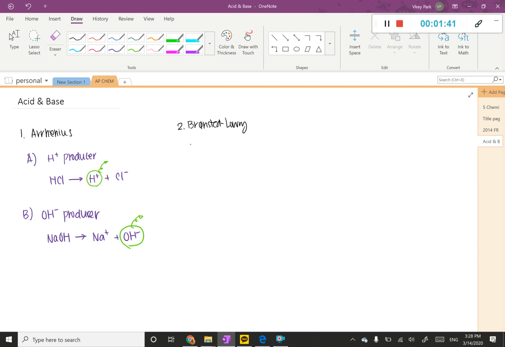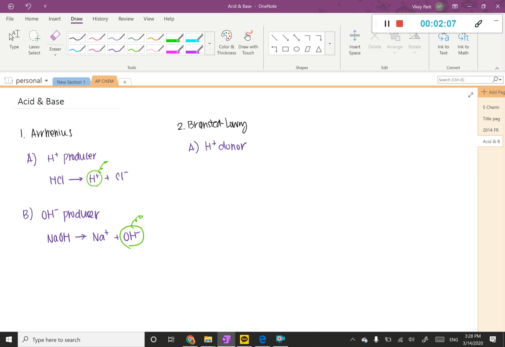Anyways, the Bronsted Lowry acid-base definition. This is the definition that we will be using the most often at the level of AP and honors chemistry in high school, as well as college chemistry and all of the standardized exams that will grant you entrance to a professional school. So basically, the definition of an acid is an H+ donor.